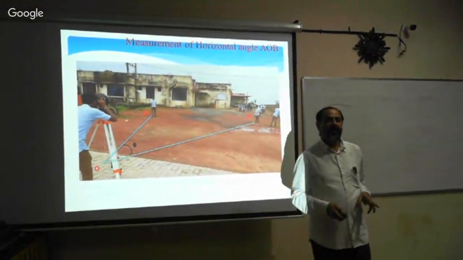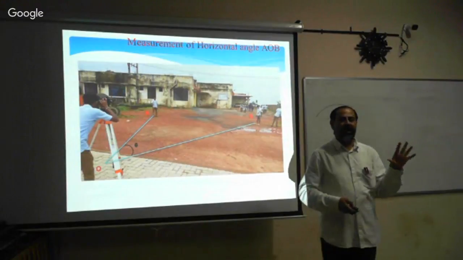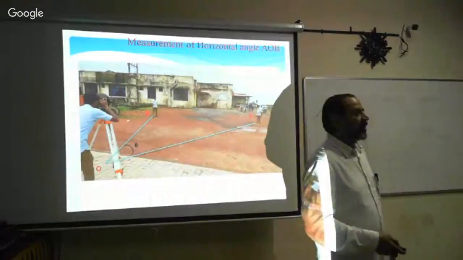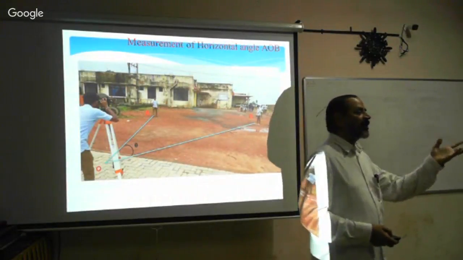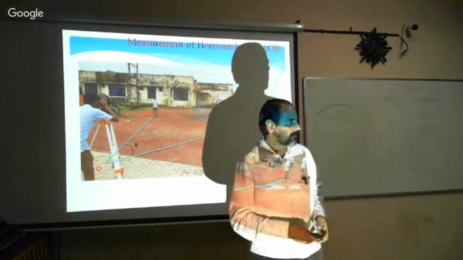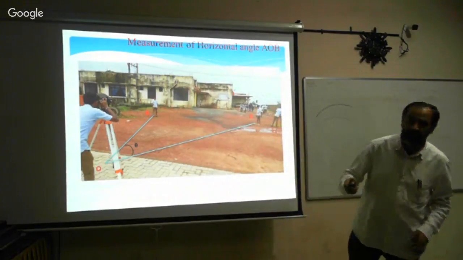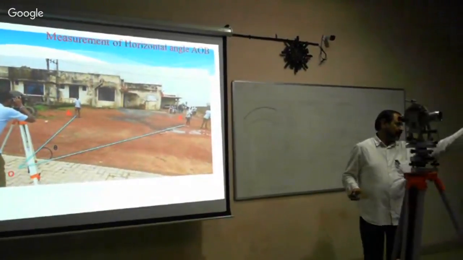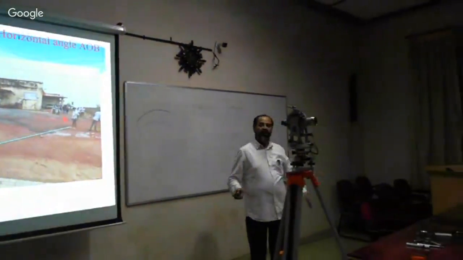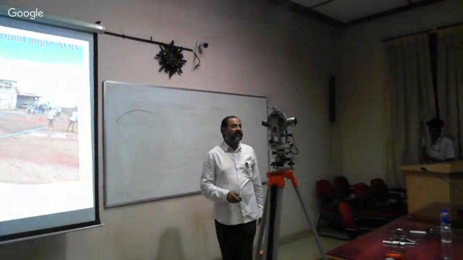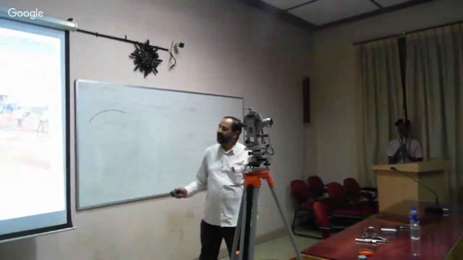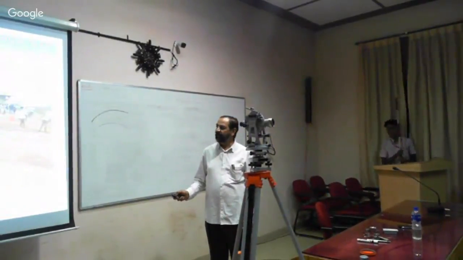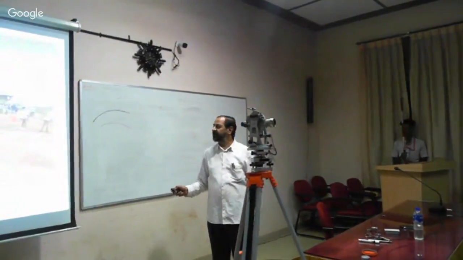No, I will explain how to measure the horizontal angle. Now, this is how we have to measure the horizontal angle. The first job: when you want to measure the horizontal angle between A and B, there are two objects, one object at A and the other object at B.